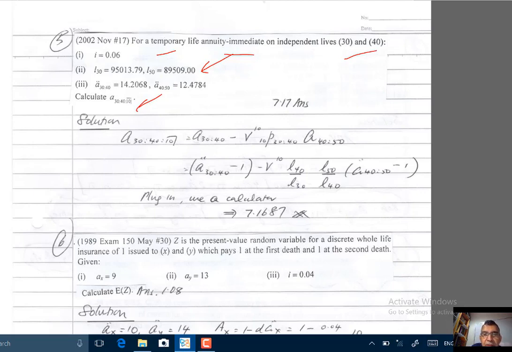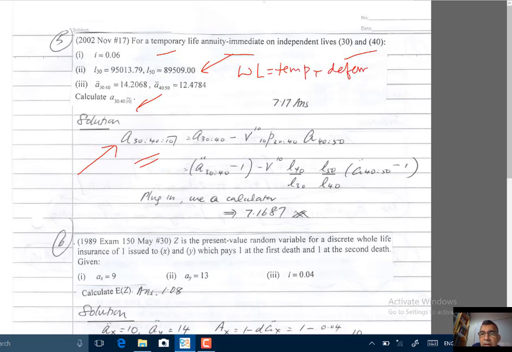So let's start slowly. We are looking at an idea. This is your temporary term annuity, 30 colon 40 angle 10. So we know that your whole life, let's write it, last time we learned it in Life Con 1, whole life will be temporary plus deferred. Okay, therefore your temporary will be equals to whole life minus deferred. That's what you see here.